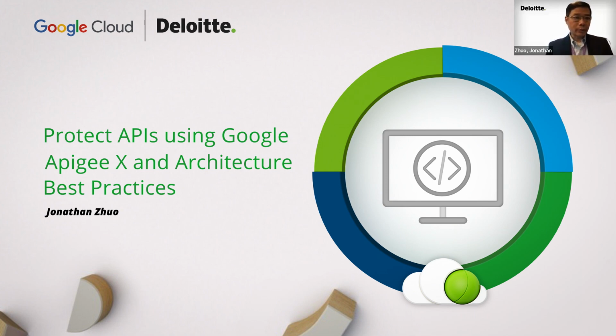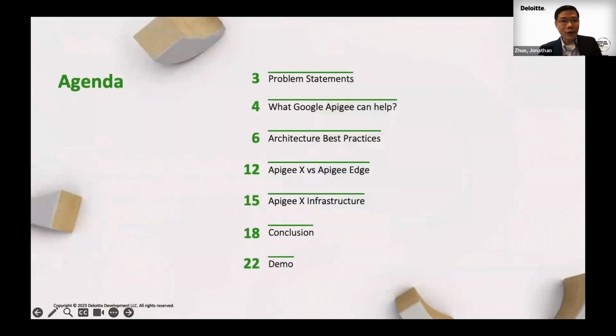For today's presentation, I'm going to talk about protecting APIs using Google Apigee X and architecture best practices. For today's agenda, I'm going to start with the problem statement and then talk about what Google Apigee in general can help. And then we talk about architecture best practices. After that, I'm going to zoom into Apigee X. And at the end, I'm going to do 2 demos.